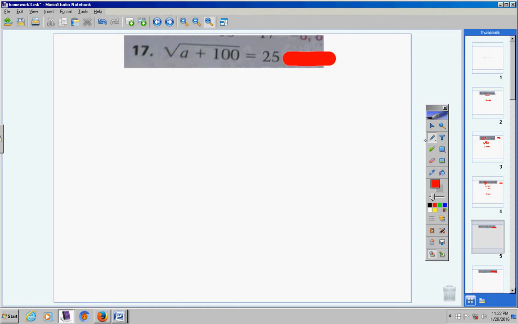Alright, here we go. We have a radical equation. You should recognize that. So step 1, you want to isolate the radical. It looks like it's already isolated to me. Here's your radical. It's all by itself.